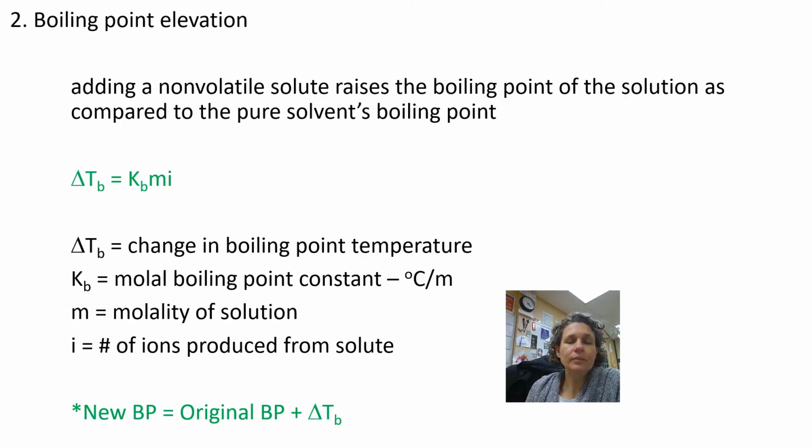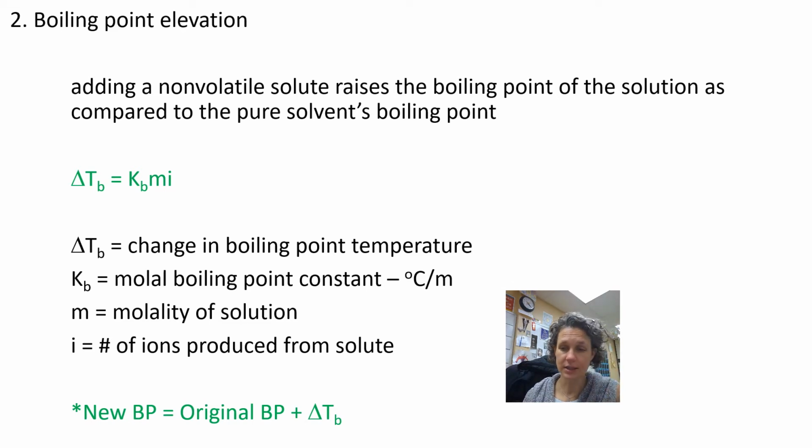Okay. Now, boiling point elevation, here's where our first math formula comes in. Adding a non-volatile solute, like salt, raises the boiling point of the solution as compared to the pure solvent's boiling point. So the formula for this is delta TB equals KB times m times i. So the delta TB, that is the change in the boiling point temperature.